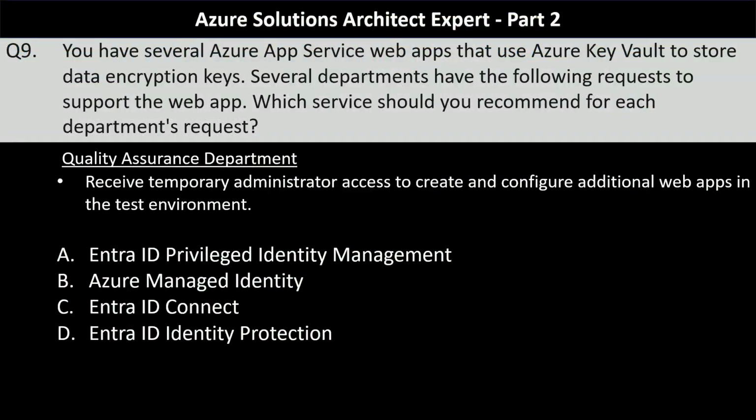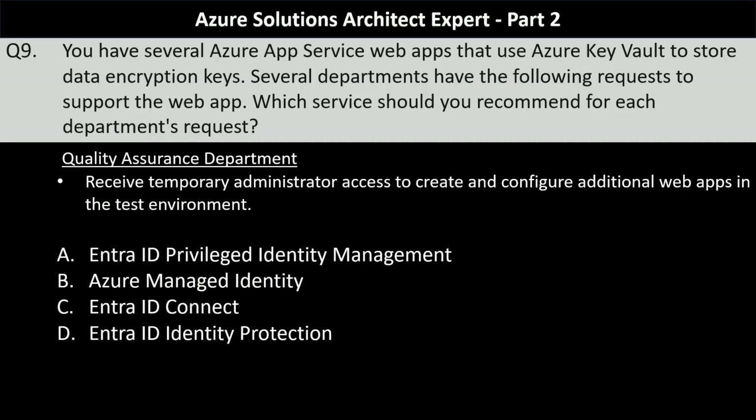Question number 9. You have several Azure App Service web apps that use Azure Key Vault to store data encryption keys. Several departments have the following requests to support the web app. Which service should you recommend for each department's request? Now, the first department is Quality Assurance Department, and the requirement is require temporary administrator access to create and configure additional web apps in the test environment. And your options are Entra ID Privileged Identity Management, Azure Managed Identity, Entra ID Connect, Entra ID Identity Protection.